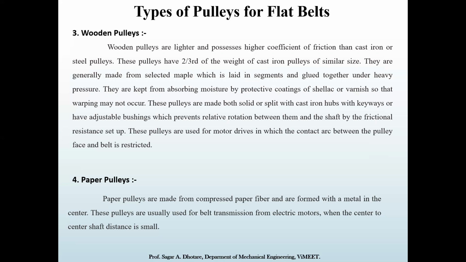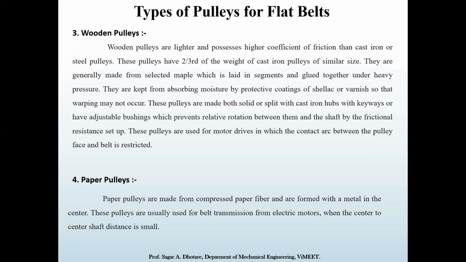These pulleys are made in both solid and split versions. The cast iron hubs and the keys have adjustable bushings, which prevent relative motion between them and the shaft by a frictional resistance setup. These pulleys are used for motor drives, and the contact between the pulley face and belt is quite restricted.